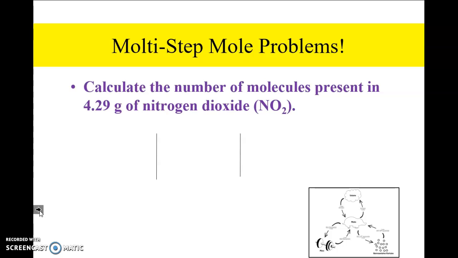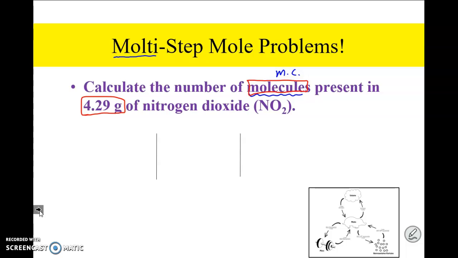Okay, now we're going to look at a problem that requires a little bit more. It's a 2-step problem. It is a multi-step problem. Calculate the number of molecules, which I'm going to abbreviate MC, present in 4.29 grams of nitrogen dioxide. So, I printed you off a handy conversion chart, and I want you to look at that while we go through these multi-step problems. So if I look at the problem, I'm starting out in grams, and I'm trying to convert into molecules. So that's two conversions. I got to go grams to moles and then moles to molecules.